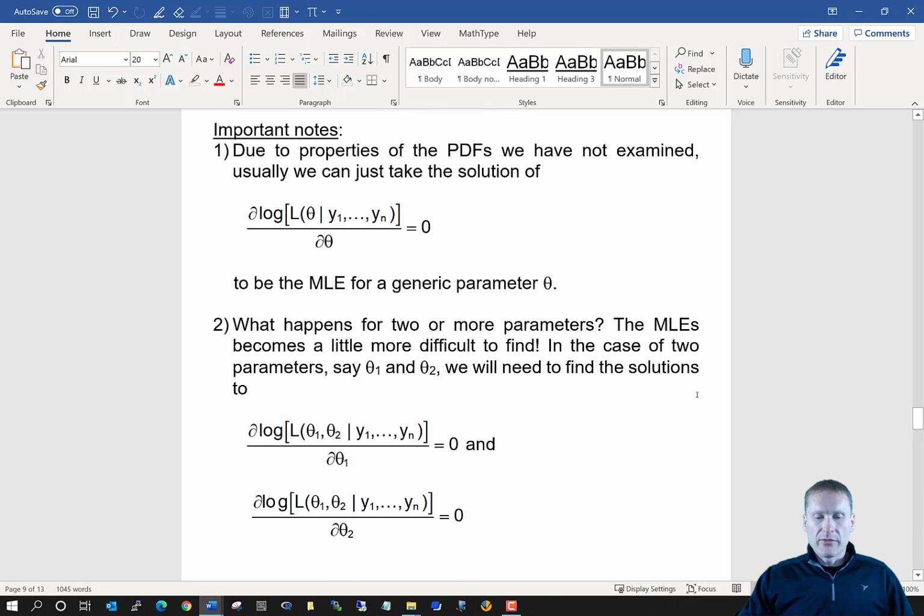Okay, some important notes. Generally speaking, not always, but at least for how we're going to be examining maximum likelihood estimation in our class, we can simply always work with the derivative with respect to the parameter that we're interested in. Suppose theta is our general parameter of interest. Take the derivative of the log likelihood function with respect to theta, set it equal to 0, solve for theta. That's going to be your maximum likelihood estimator or estimate.